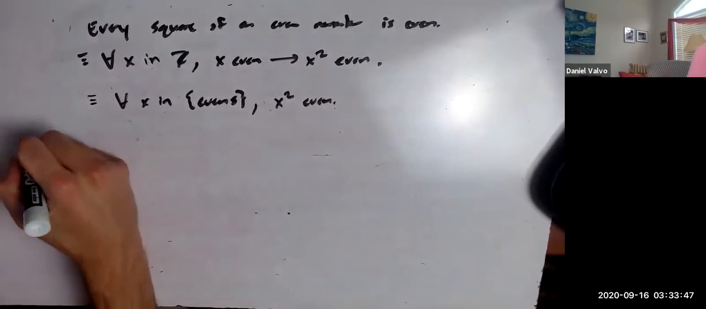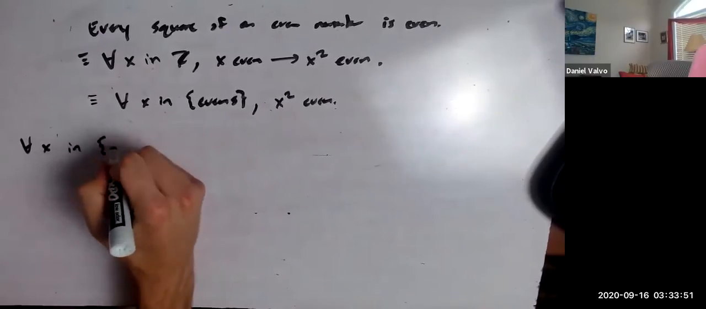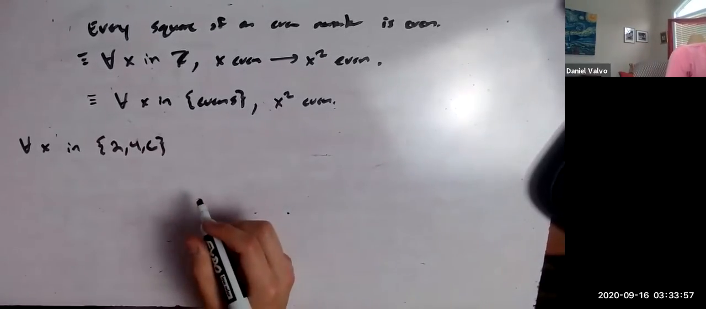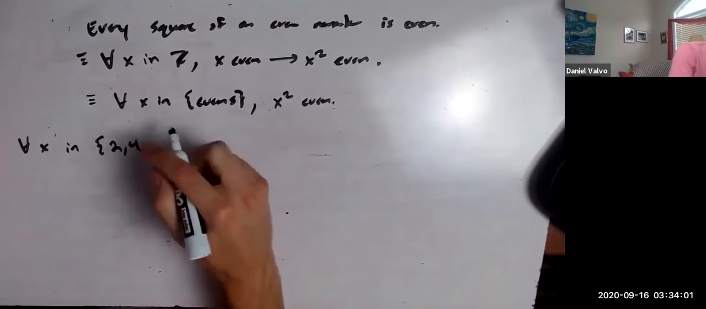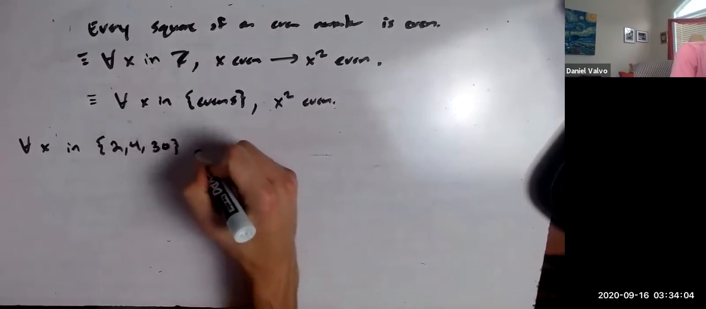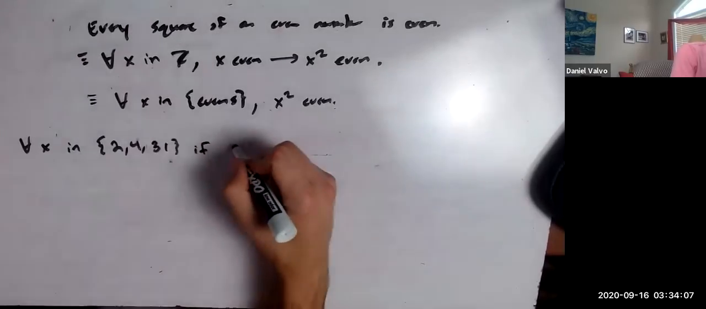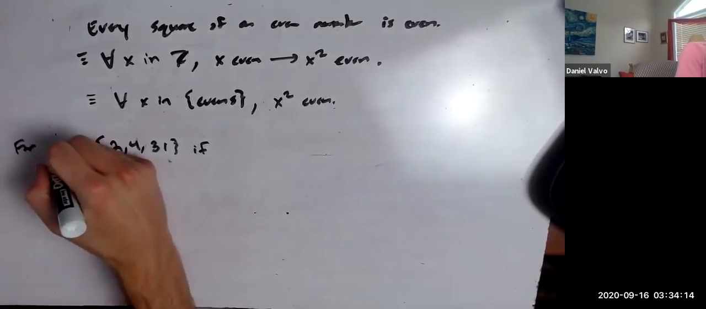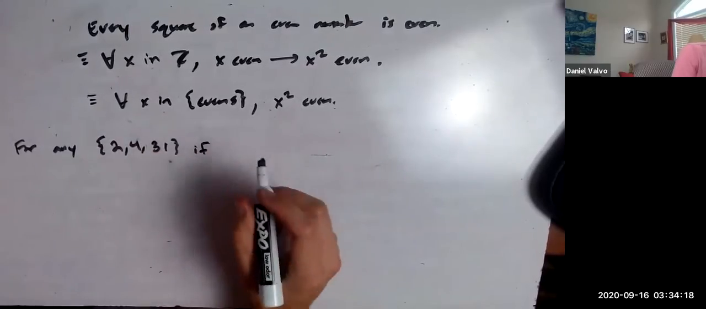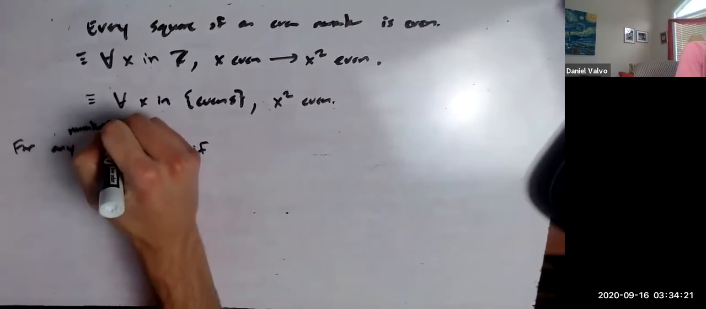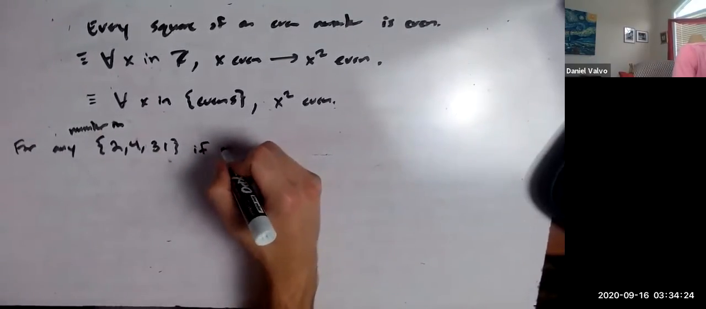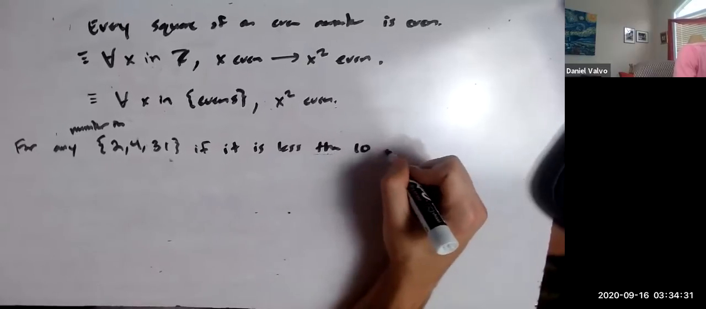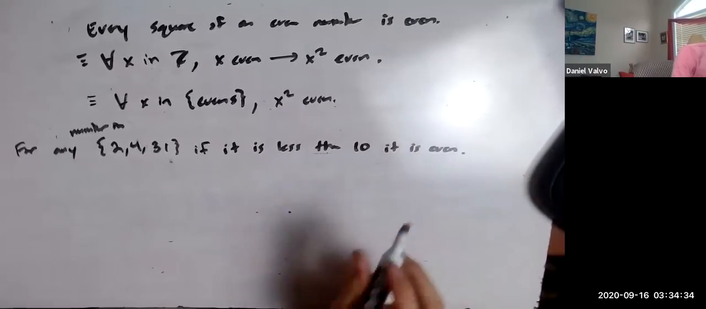So what if I said for all x in 2, 4, 31, for any number in 2, 4, and 31, if it is less than 10, it is even.